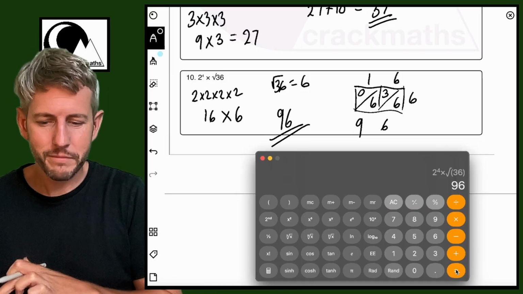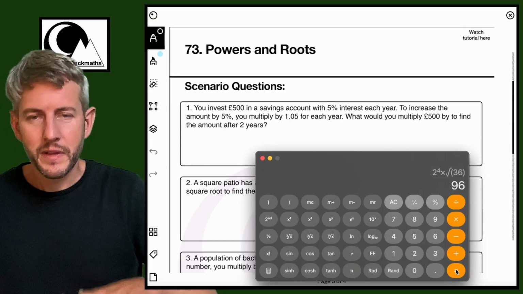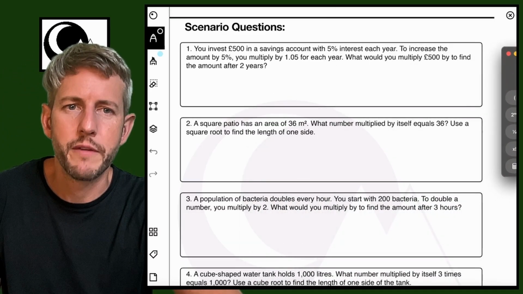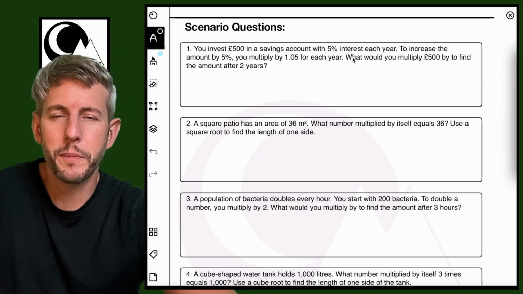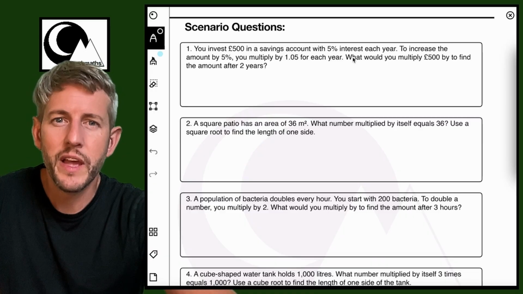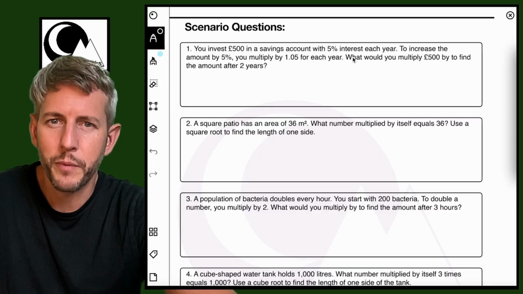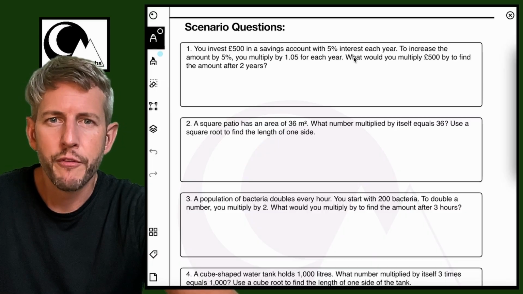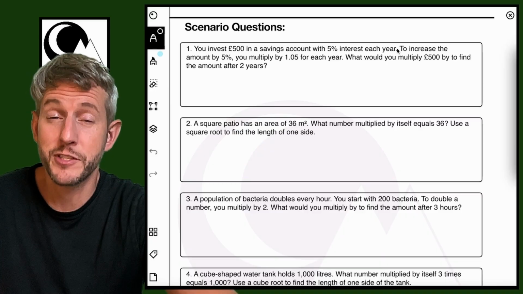Perfect. Right, let's look at the scenario-based questions. Okay, right, here we go. Let's just roll this out the way for a little bit. So question 1 says, you invest £500 in a savings account with 5% interest each year. To increase the amount by 5%, you multiply by 1.05 for each year. What would you multiply £500 by to find out the amount after 2 years?